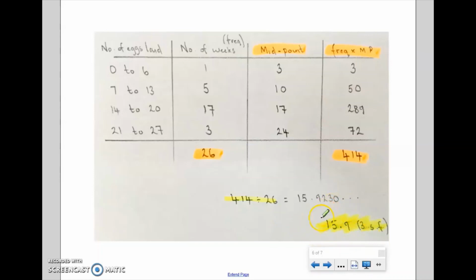Okay, so if you've worked through those 4 typical exam questions and you have marked and assessed your work and you've been successful, then that is brilliant. You've shown some very good understanding of finding an estimate of the mean from a grouped frequency table.